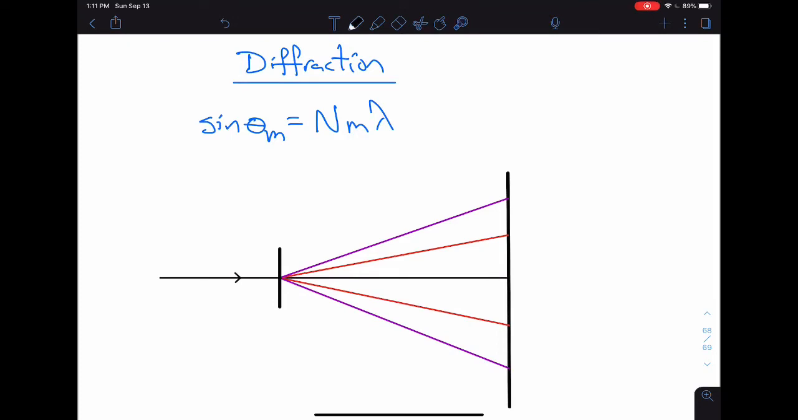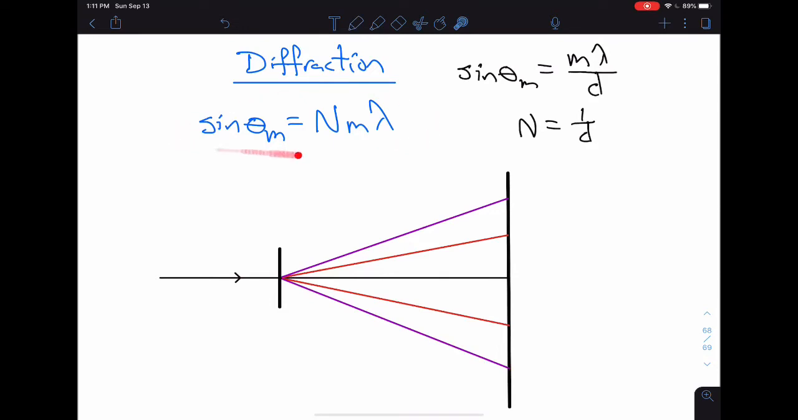If you look in other textbooks, they usually write this formula like so. Sine of theta sub m equals m lambda over d. And you can see that looks different than ours. It turns out that n equals 1 over d. I prefer to express the formula in this way because when you look at a diffraction grating, this is the value that is stated on the diffraction grating. They tell you n. They don't tell you d. They tell you the linear line density. So that's why we use this formula in this course.